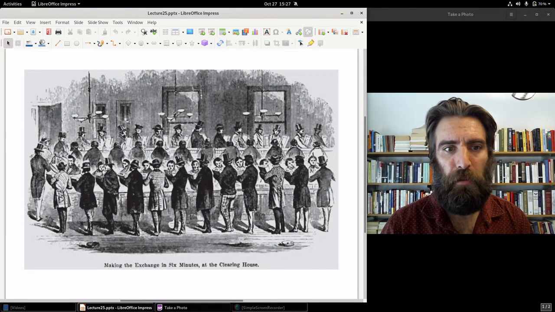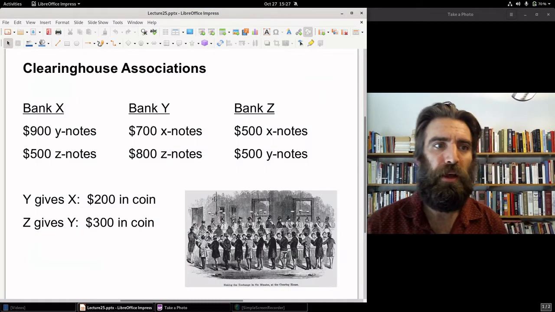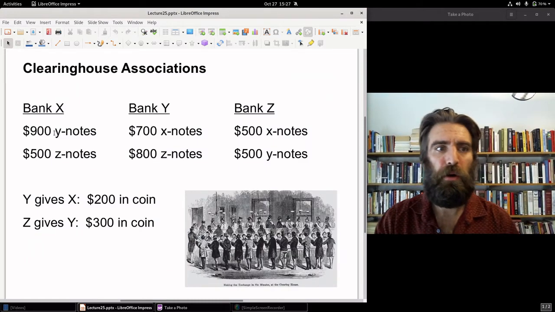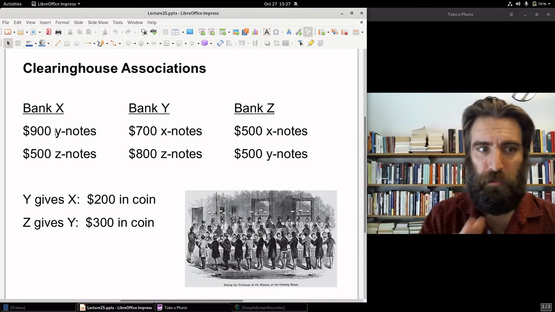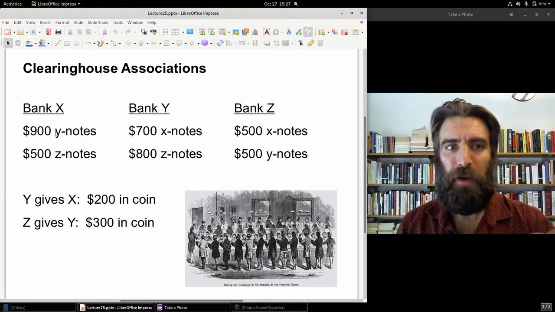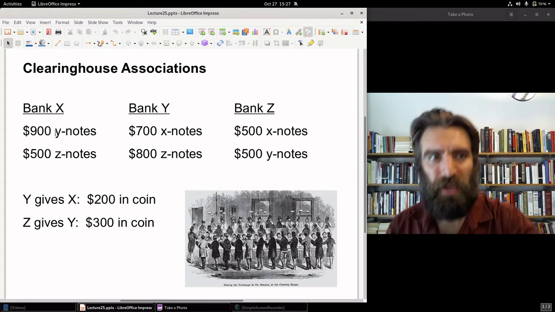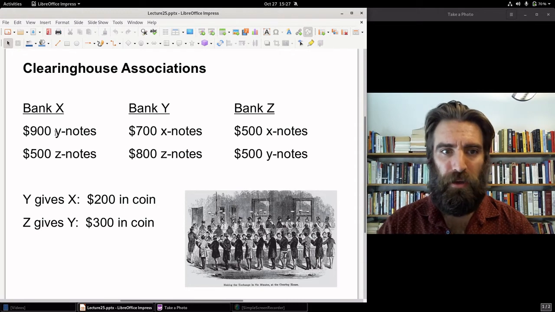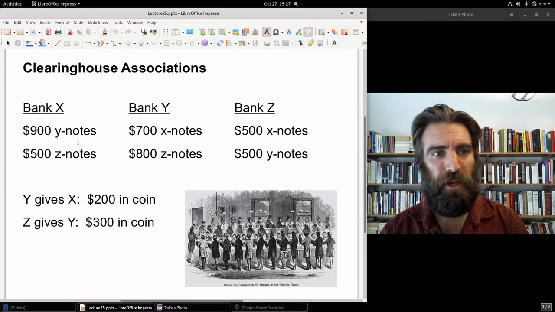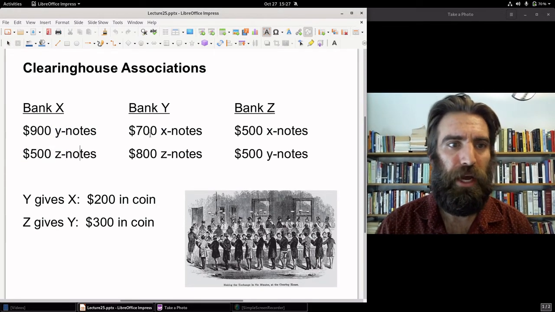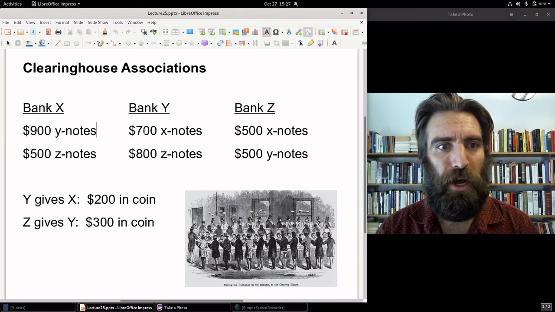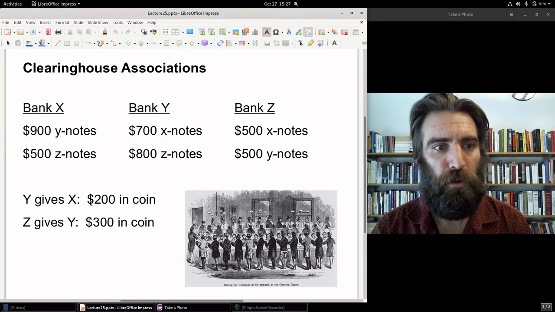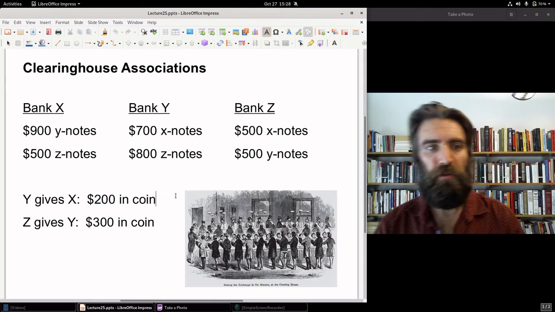All these different banks coming together and clearing their balances so that, let's say you have these three banks in New York, Bank X, Bank Y, Bank Z. Bank X happened to accept the notes of Bank Y and Z, and Bank Y accepted the notes of X and Z, and Bank Z accepted the notes of X and Y. And they all end up having each other's notes. They would come together and clear their balances so that if you did the math, Bank X has more of Y's notes than Bank Y has of X's notes, and so Bank Y owes Bank X $200 in coin, and so on.